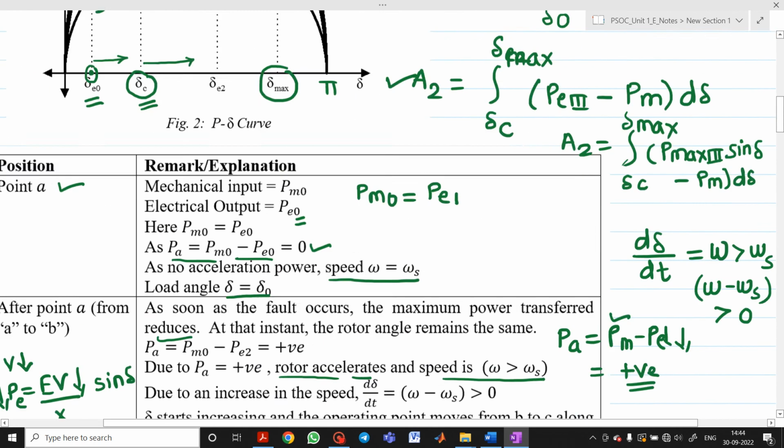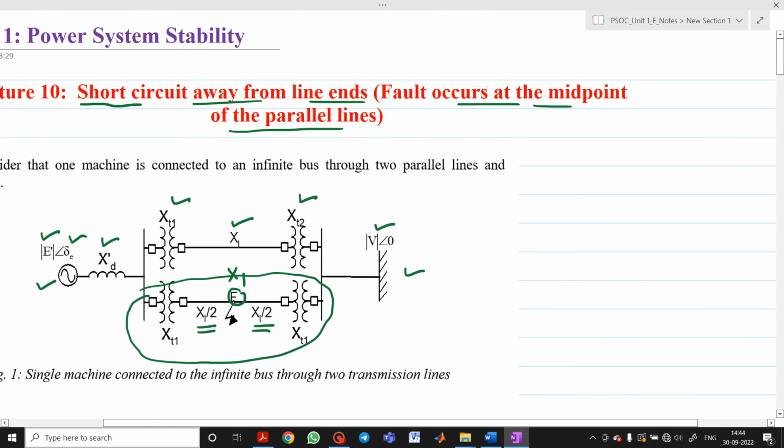This is the topic of equal area criteria application: short circuit away from the line end, and fault occurring at the midpoint of the parallel line.